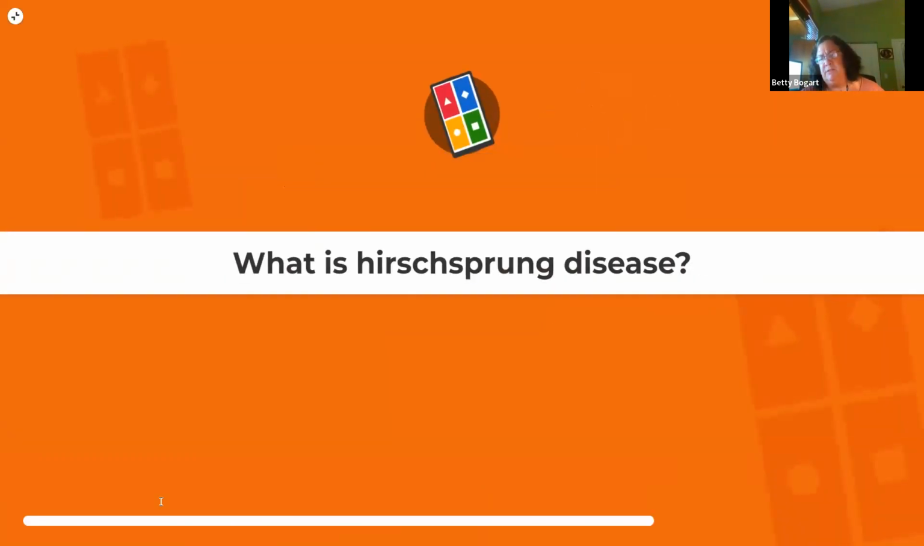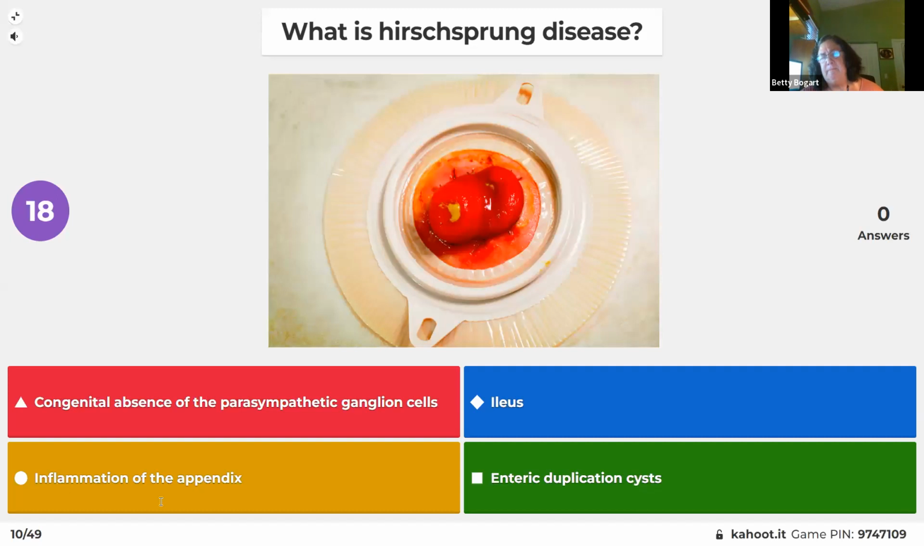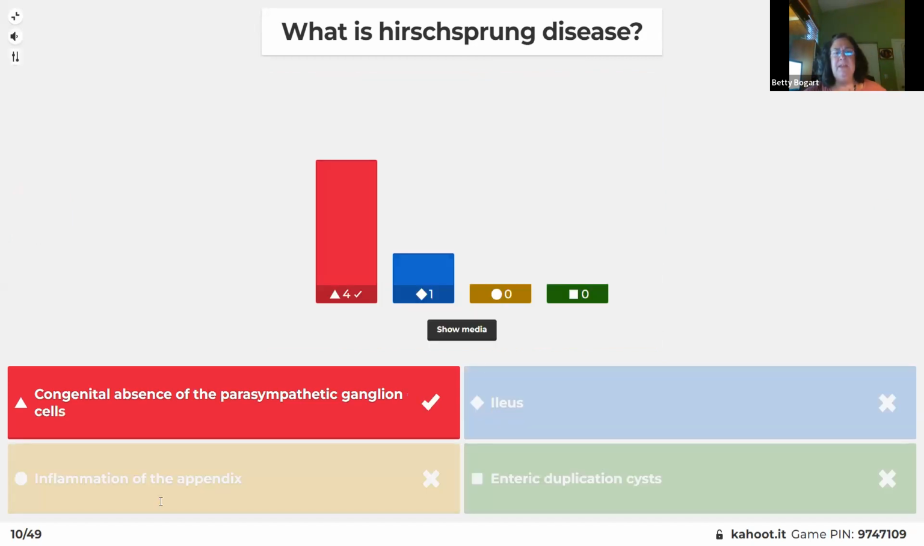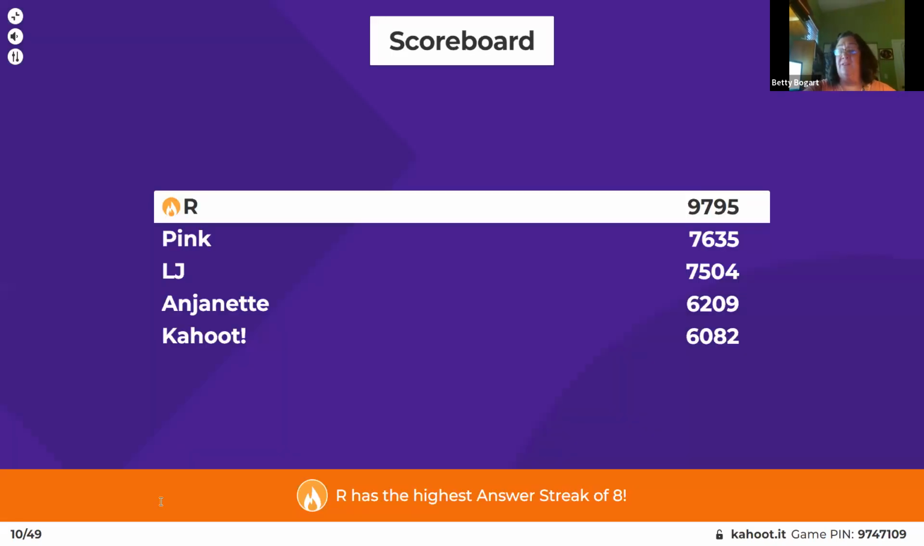What is Hirschsprung's disease? Well, it ends up with a colostomy. And that's that congenital absence of those parasympathetic ganglion cells. Ganglion means nerves. That means absent, no nerve cells. That means no peristalsis, no feeling, no pain there.